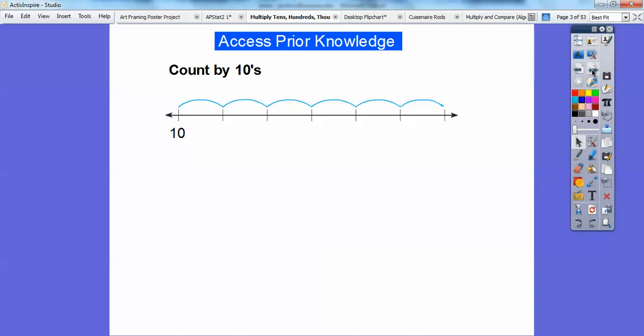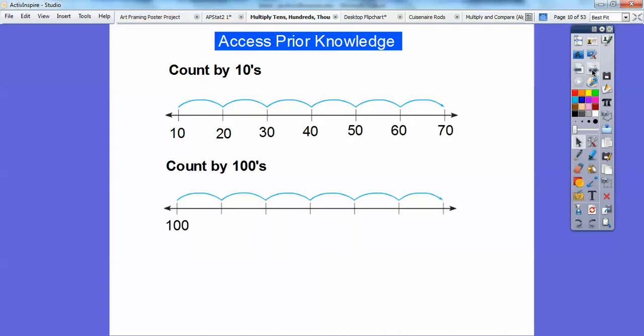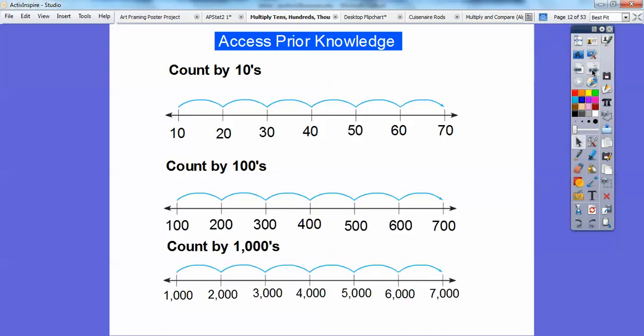Let's do a little prior knowledge, counting by tens. Everybody's counted by tens by now. There's 10, and then when we jump, there's 20, 30, 40, 50, 60, 70, and I can keep going, 80, 90. If I wanted to count by hundreds, it'd be 100, 200, 300, 400, all the way up to 700. By thousands, there it is. I can do it by 10,000s, but this lesson only goes up to 1,000.